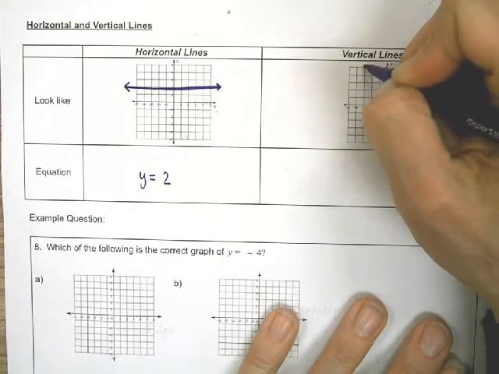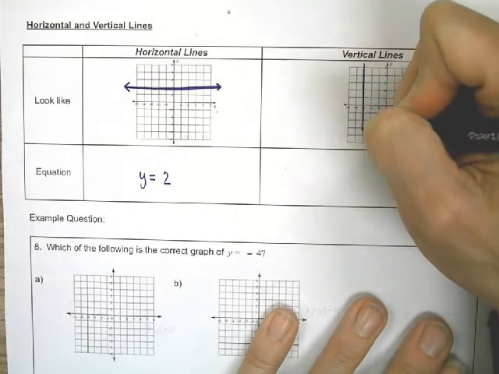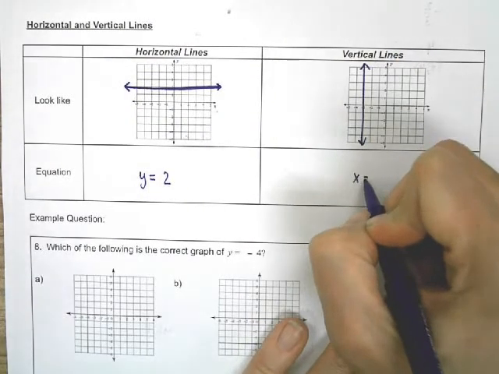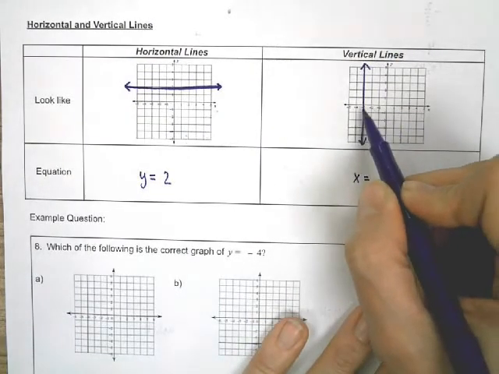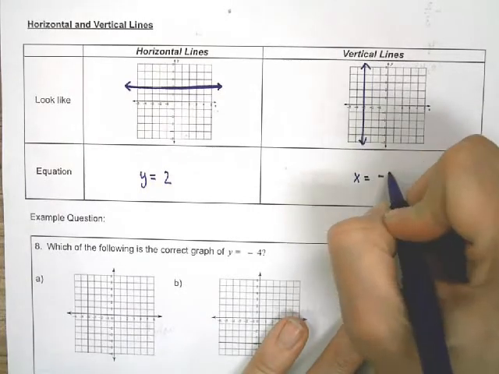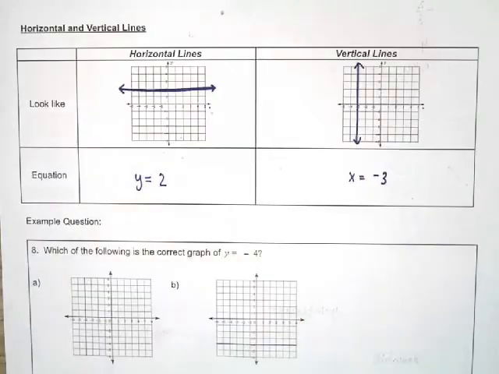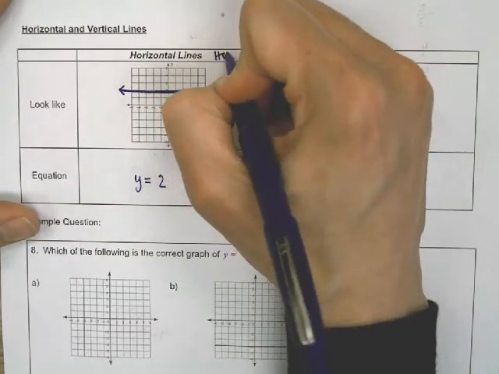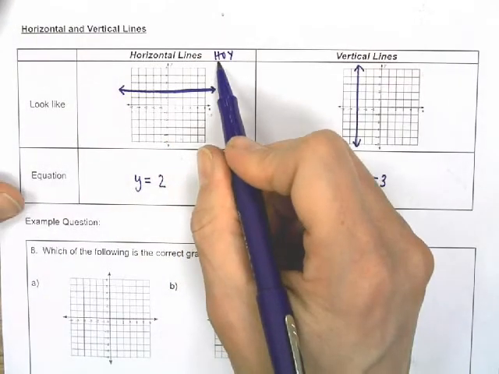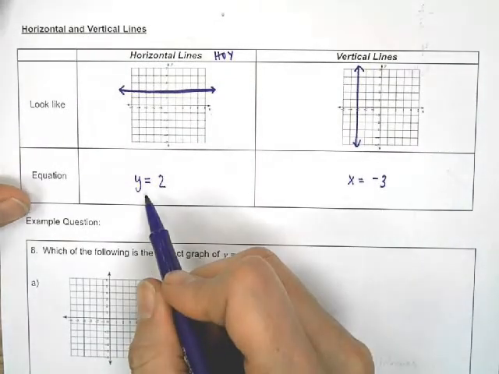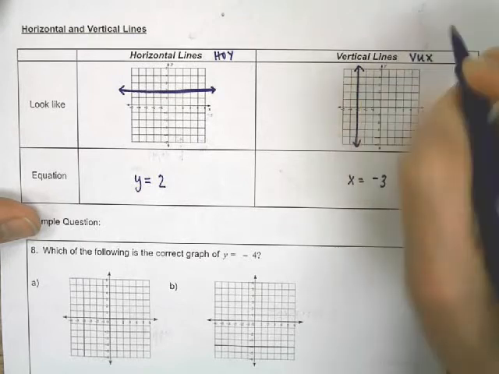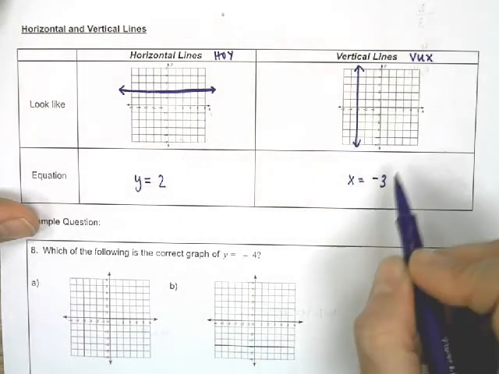Vertical lines look like this. And their equation is x equals. In this case, we cross it x equals -3. And remember, we have our silly kind of little shortcut. Horizontal is HOY. So we remember that horizontal lines have equations that look like y equals. Vertical lines are VUX. So vertical lines look like x equals.